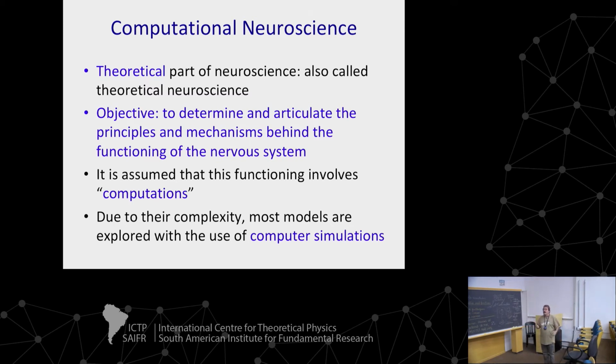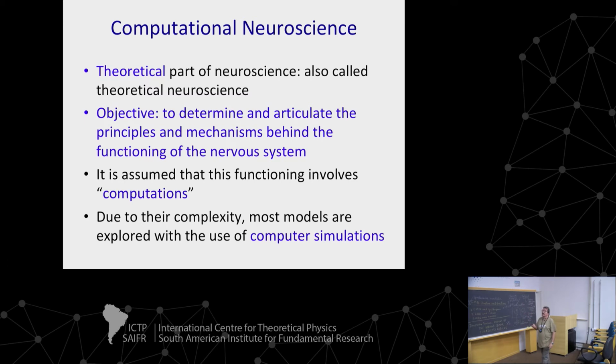So in this broad acceptation of the word, the brain does computations, and that's why the theoretical part of neuroscience was named computational neuroscience, to emphasize that we want to understand the computations that the brain does. Of course, due to the complexity of the brain, most of the models that we construct have to be simulated in computers. So many people also think that computational neuroscience means that we use computers to simulate the brain. Of course, this is one of the reasons why the word computation is there, but the real reason is that we want to understand the computations that the brain does.